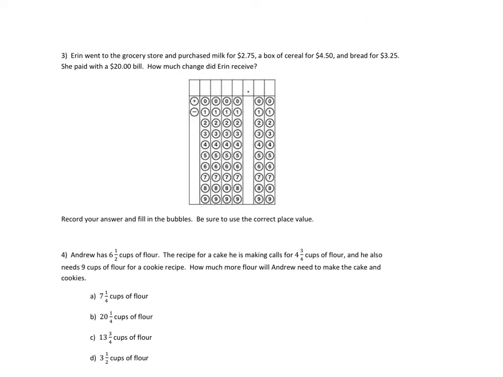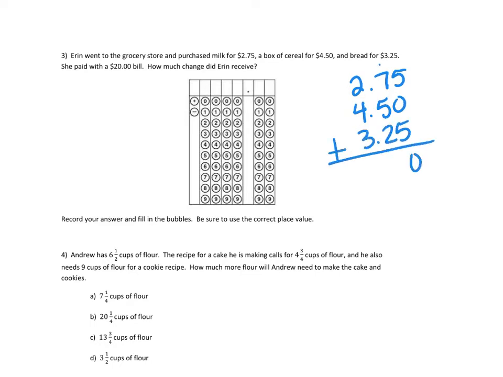talks about, it just came off that one that we just did on the decimal paper. Aaron went to the grocery store and purchased milk for $2.75, a box of cereal for $4.50, and bread for $3.25. She paid with a $20. How much change? Okay, so you would add those decimals together. You would add $2.75, $4.50, and $3.25 together. Once you get that, 13, 14, 15, you get $10.50 for your total.